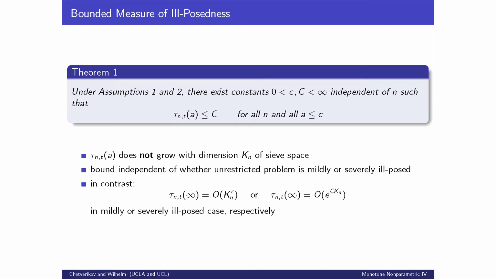Given that the tau earlier showed up in convergence rates, you would think this should have implications for how the estimator performs, right? And we'll show that in the rest of the paper. For now, I really just want you to notice that this bound is there completely irrespective of whether the original problem was severely ill-posed or mildly ill-posed, or in fact how the original tau was going off to infinity. This one will always be bounded, the restricted one, at least for some values A that are not too far away from 0, so not too far away from monotone functions.